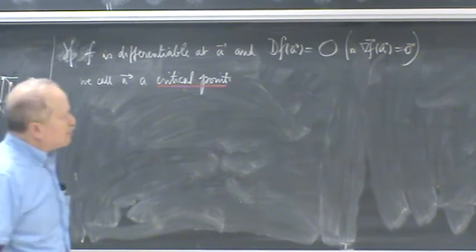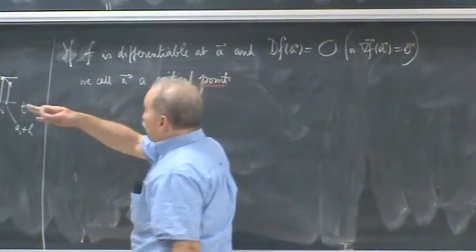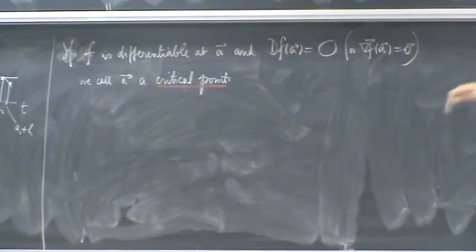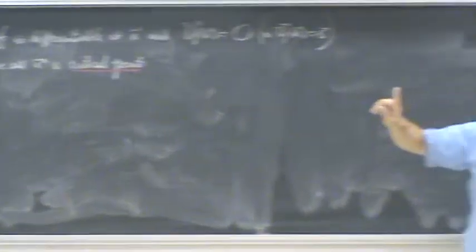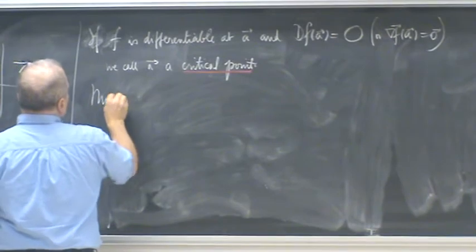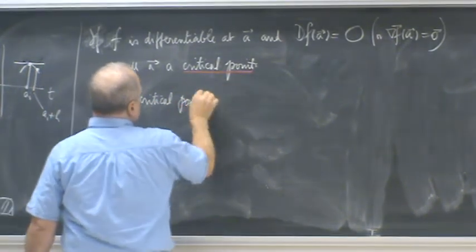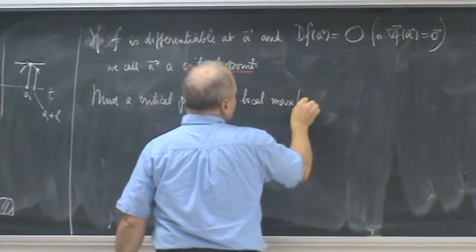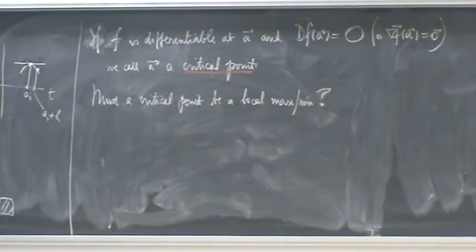All right, so now I get back to the question I was raising earlier. So what we proved is, if the function is differentiable and you have a local max or local min, it must be at a critical point, if it's an interior point. Must a critical point be a local max or a local min? No. So this was the question I raised earlier. It could be a point of inflection.